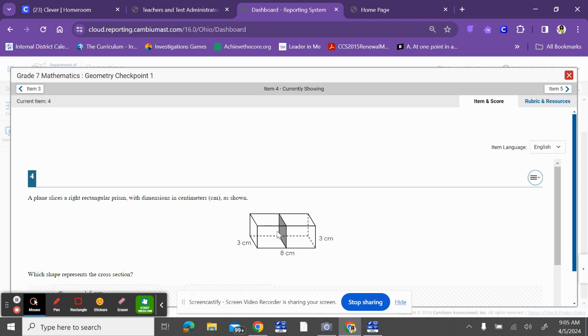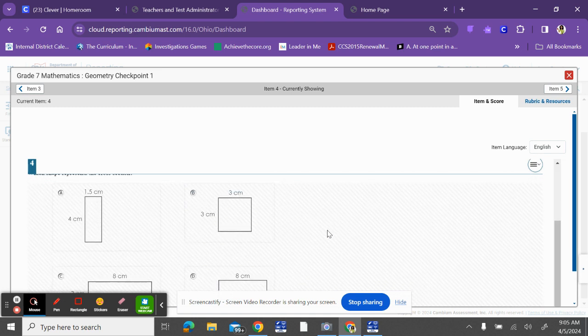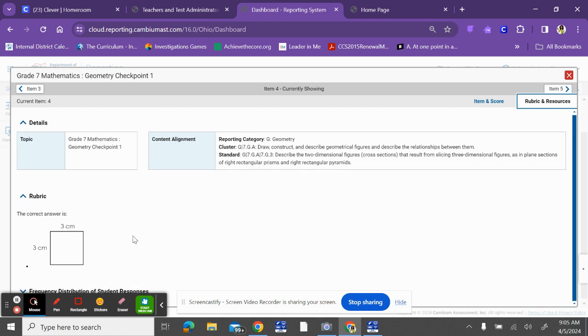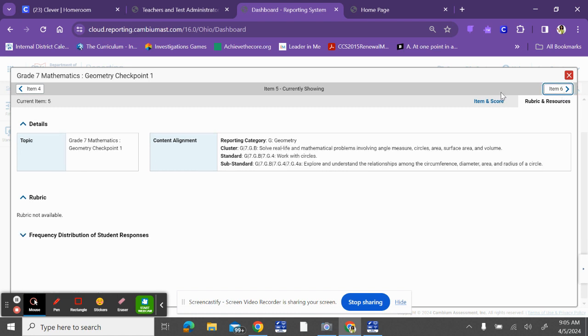This right here is going straight down like this, so that will be 3. This is going across just like this one, so that will be 3. I'm not going to get an 8 anywhere. So 3 by 3 would be B. So B was the answer for this one. Any questions? The correct answer was 3 by 3, which was B. All right, next.